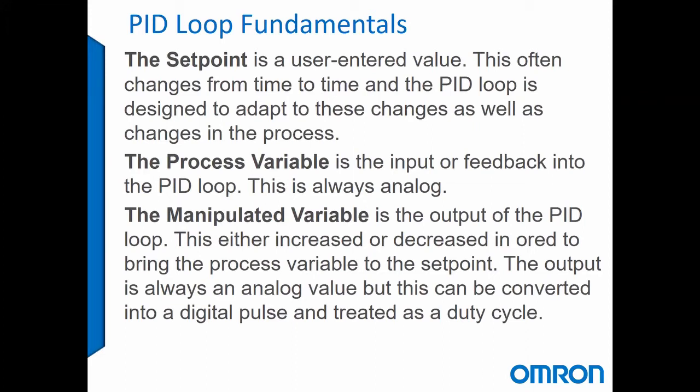This would commonly be a transmitter of some kind. If this was a flow loop, it would be a flow transmitter. I'm going to say we're programming an oven today, so this would be the temperature probe in the oven.